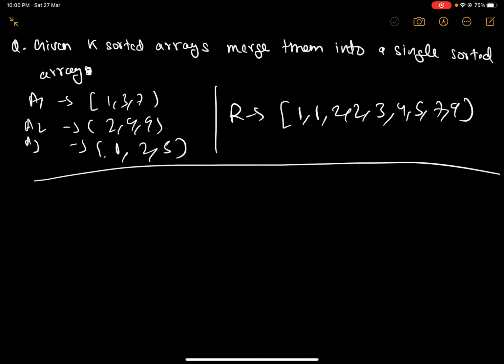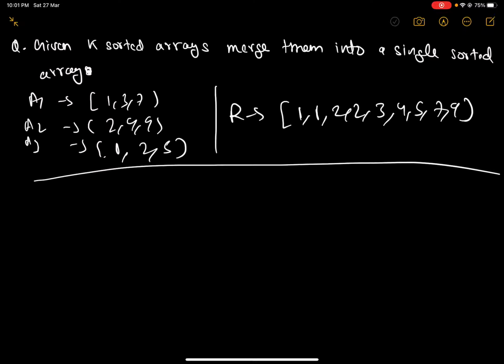Hey guys, so in this video we'll look at another question, that is, given k sorted arrays, you have to merge them into a single sorted array. So basically you are given three arrays. For an example, let's consider a1, a2 and a3, that is 1 3 7, 2 4 9 and 1 2 5.